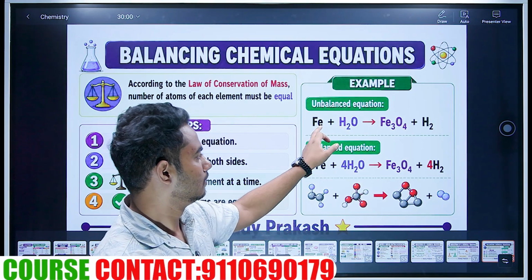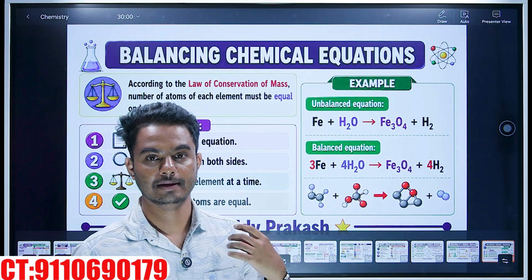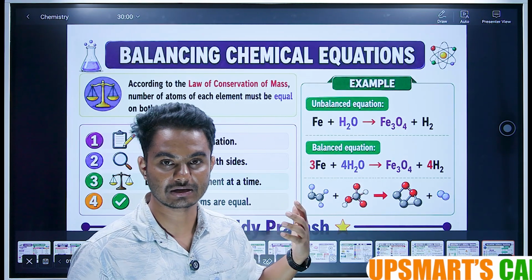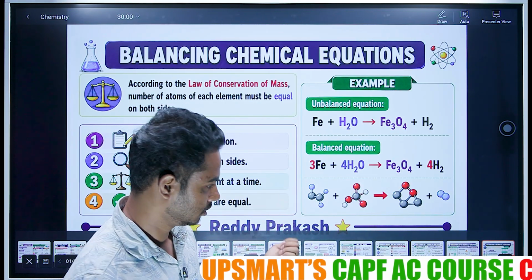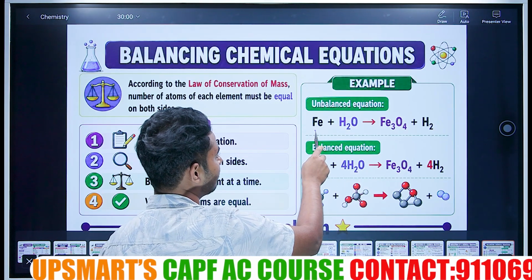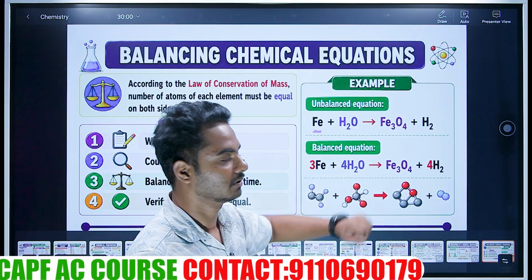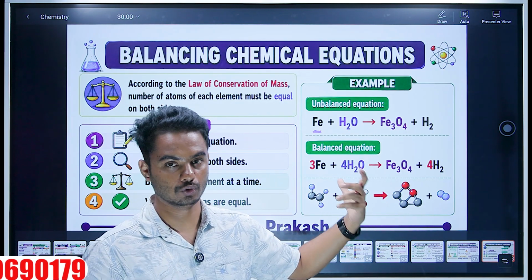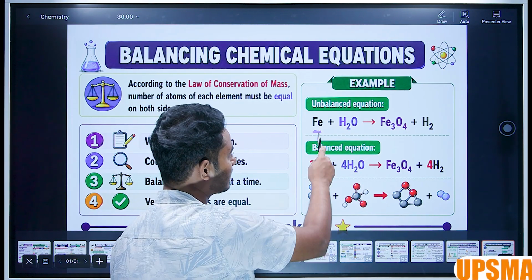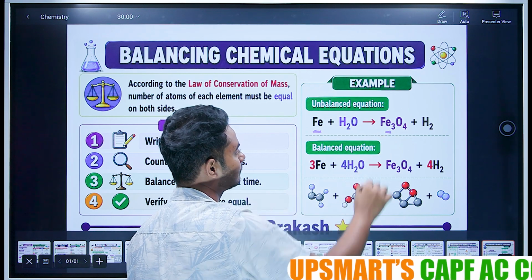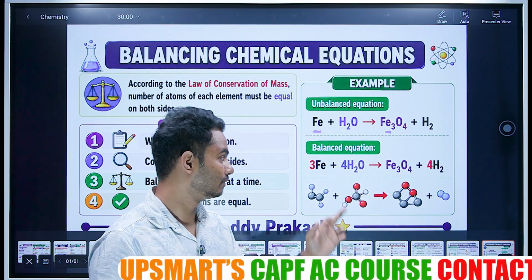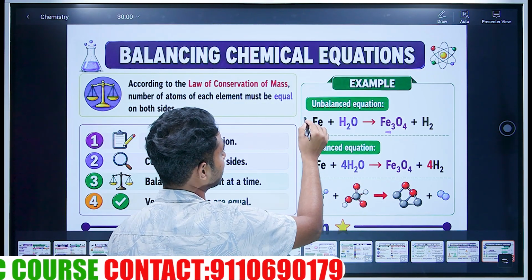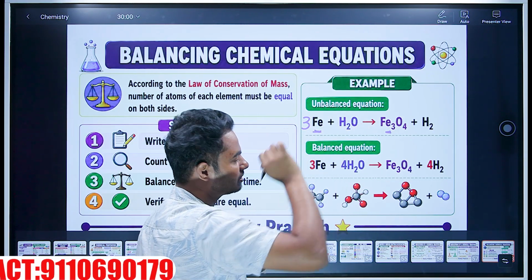Say this reaction is given. They might ask you to give a balanced reaction. They might ask you to select a balanced reaction among the 4 options. Now see, how many Fe do we have on this side? We have 3 irons. Fe, for your information, is iron for those who don't know. How many irons do we have on this side? 3 irons, sir. But on this side there is only 1 iron. So what should we do? Multiply this by 3. Now the irons are balanced.